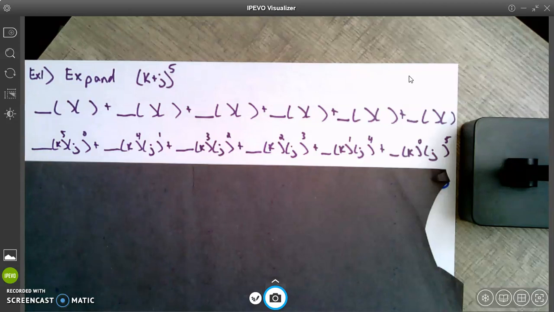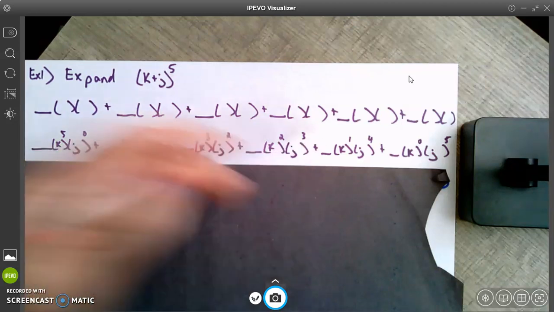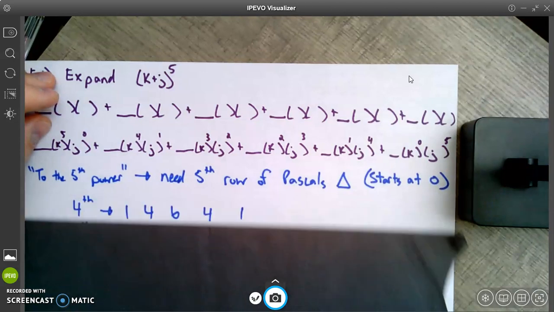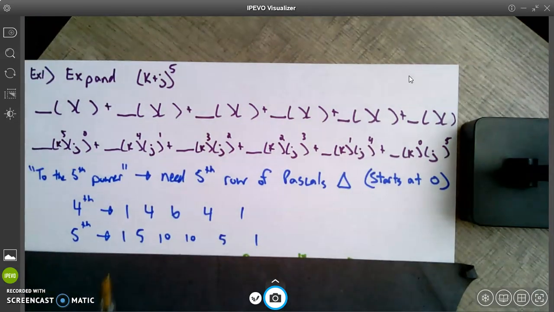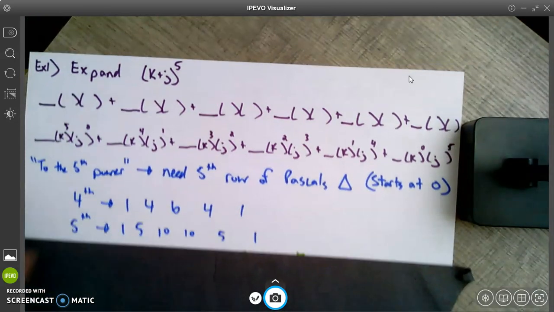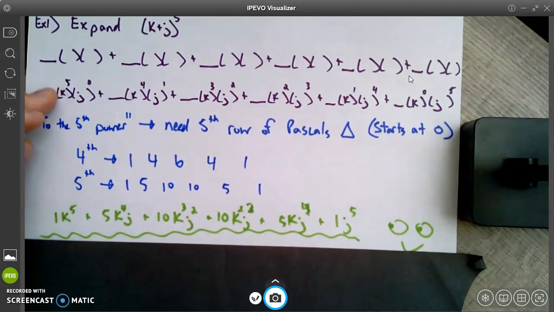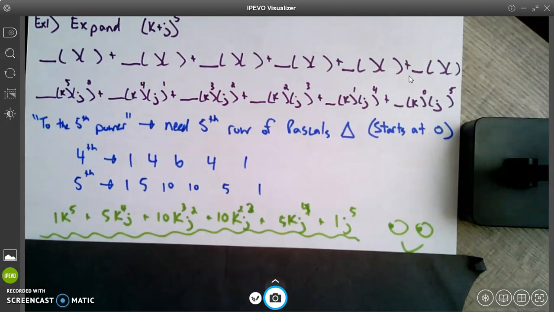Not too bad. We can fill in our coefficients from Pascal's triangle. 1, 5, 10, 10, 5, 1. Sorry, I missed the 10. We'll put it all together, and it's faster, I promise. I wouldn't make you do it if it was slower. But this is the expansion you would get if you did k plus j 5 times, multiplied it over and over and over 5 times. This is our binomial expansion.